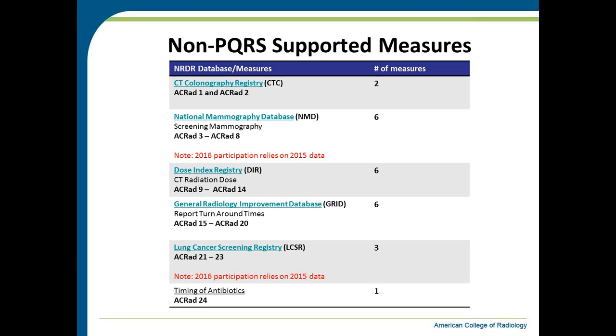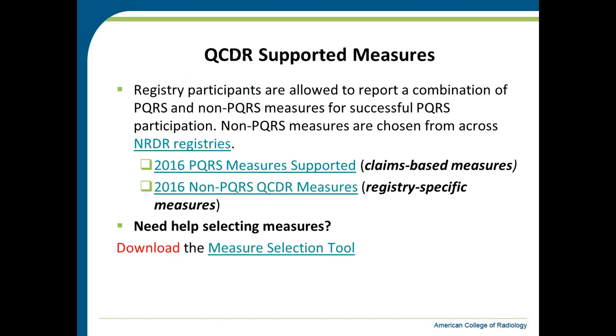So for the non-PQRS measures, we offer 24 measures that could be used for PQRS reporting. If you are doing claims reporting, these are not available to you and have not been, unless you are signed up for the QCDR registry. Now that we looked at the measures, it's just important to make one more distinction: participants in our registry are allowed to submit a combination of PQRS and the non-PQRS measures. For your reference, we commonly say claims-based measures and registry-specific measures. We have over 60 measures that can be used across these 2 different measure lists, so we did develop an Excel spreadsheet to help you figure out which measures are applicable to your radiologist.